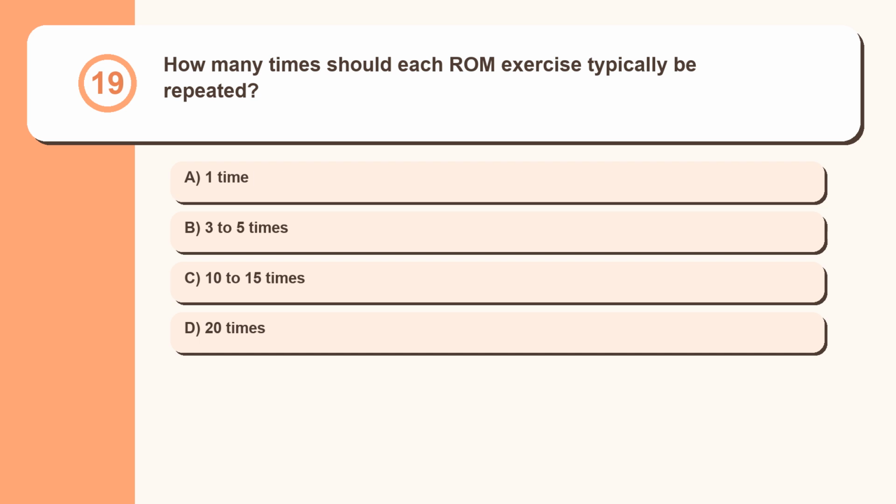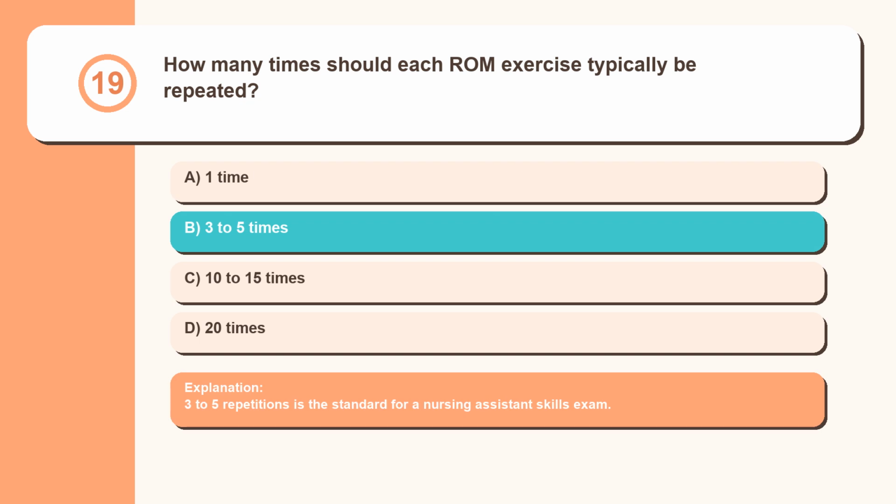Question 19. How many times should each ROM exercise typically be repeated? 1 time, 3 to 5 times, 10 to 15 times, 20 times. 3 to 5 repetitions is the standard for a nursing assistant skills exam.